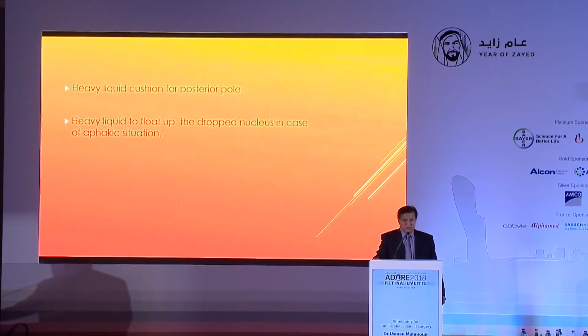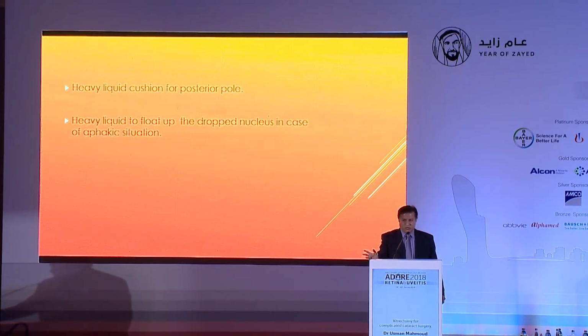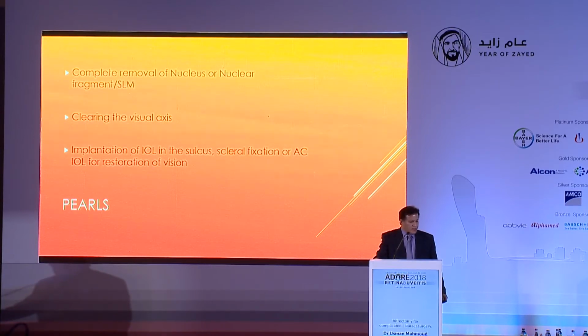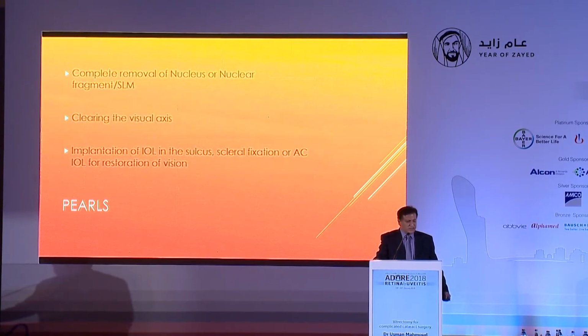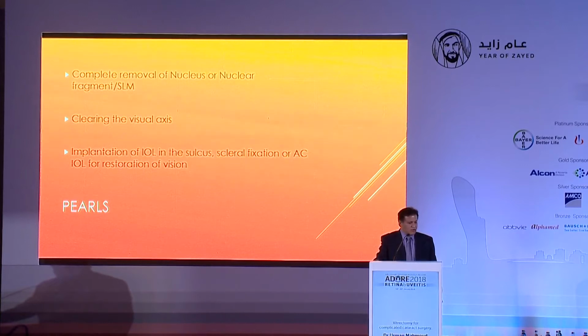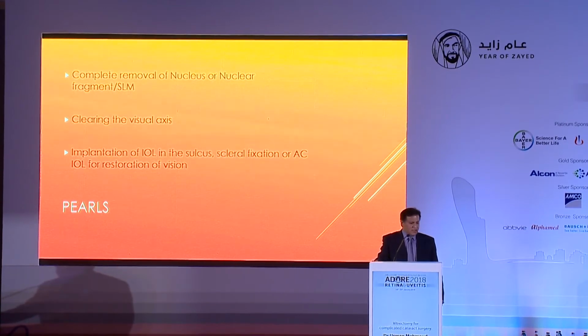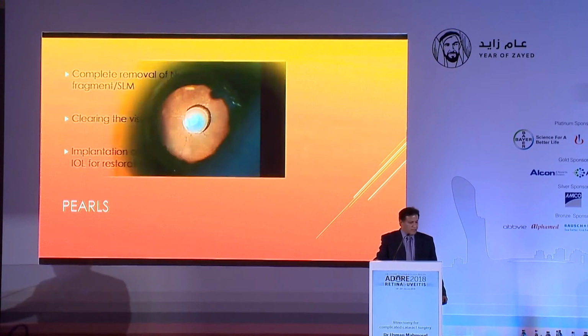Heavy liquid cushion to the posterior pole is always a good idea to protect the posterior pole, and also sometimes to float the nuclear fragment up in case it's a very thick nucleus and the patient is aphakic and the cutter is not removing it. The pearls are the same: the complete removal of the nucleus or the nuclear fragment, clearing the visual axis, and implantation of the IOL either in the sulcus or scleral fixated to restore the vision.